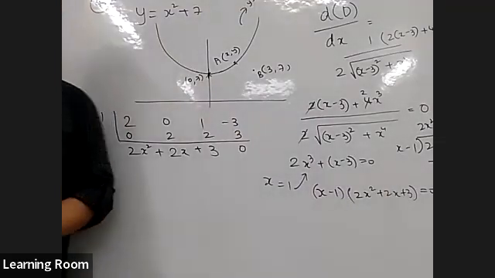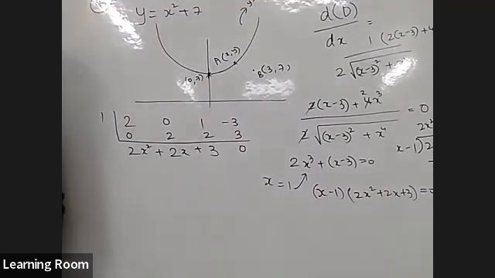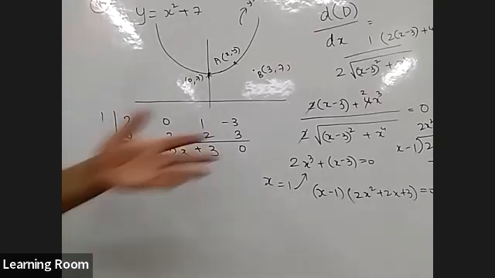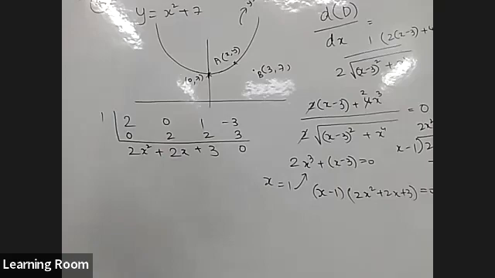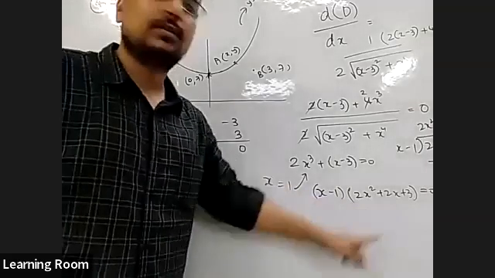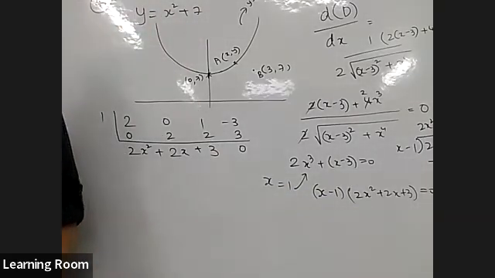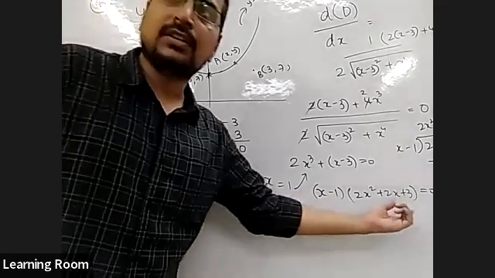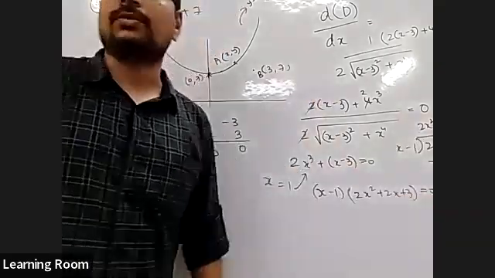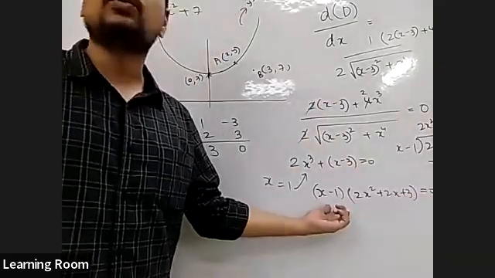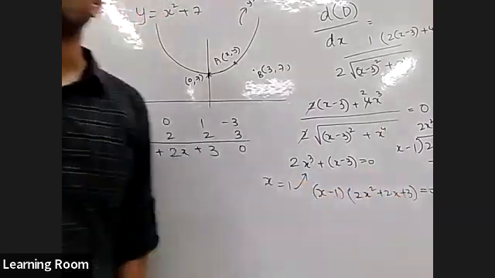So when you factorize 2x square plus 2x plus 3, what will you get? You will get nothing because look at the discriminant of it. What is the discriminant of this? It is negative. So when the discriminant is negative, you can say it has imaginary roots. So x minus 1 multiplied with this value is always positive. Okay. So x minus 1 is equal to 0. So x will be equal to 1.